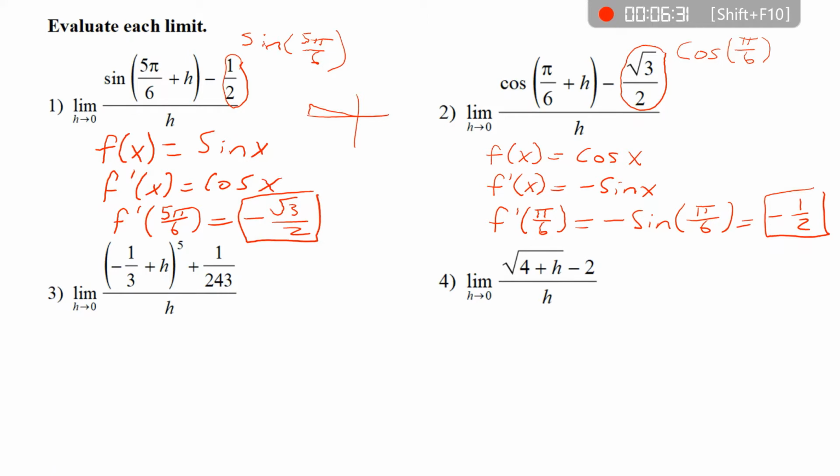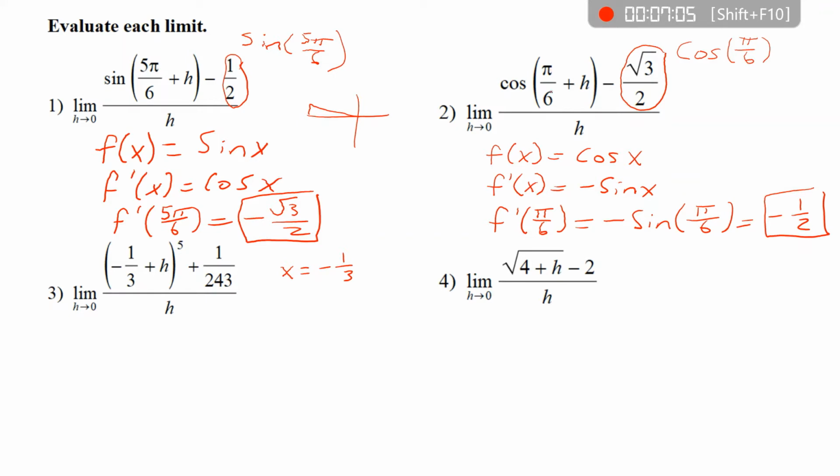Okay, moving on to the next one. Oliver, what's my function right now? So what's the action that I'm doing to my x value? Negative 1/3. Negative 1/3 is the x value, but what's the action that we're doing to it? Oh, 1 over 243. Close.